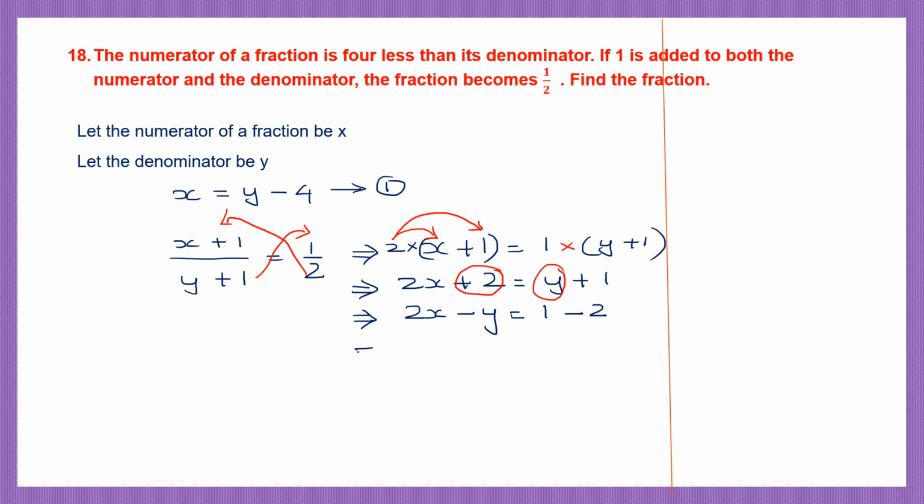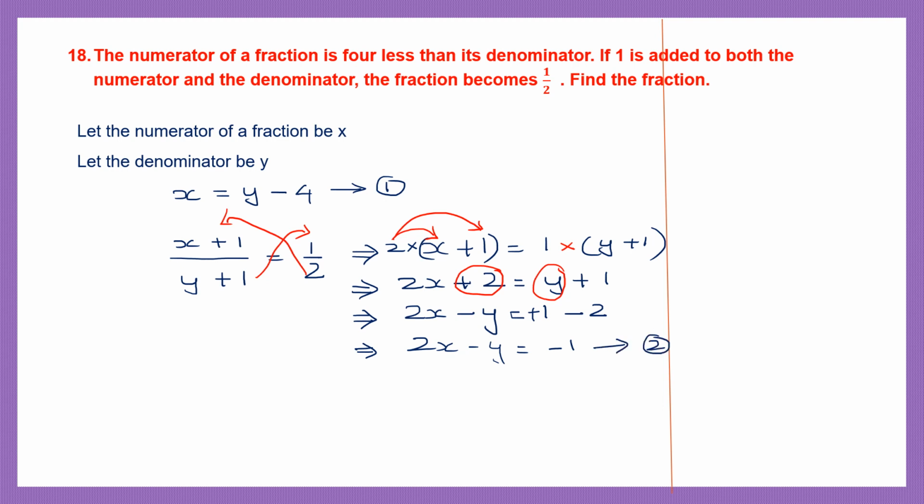So 2x minus y is equal to 1 minus 2. So this is a plus sign, this is a minus sign, signs are different. So put the sign of the bigger number and subtract. 2 minus 1 is 1. So 2x minus y is equal to minus 1. So this is our second equation.